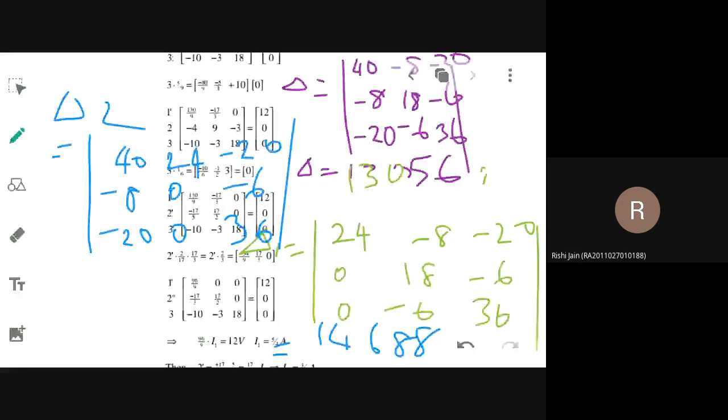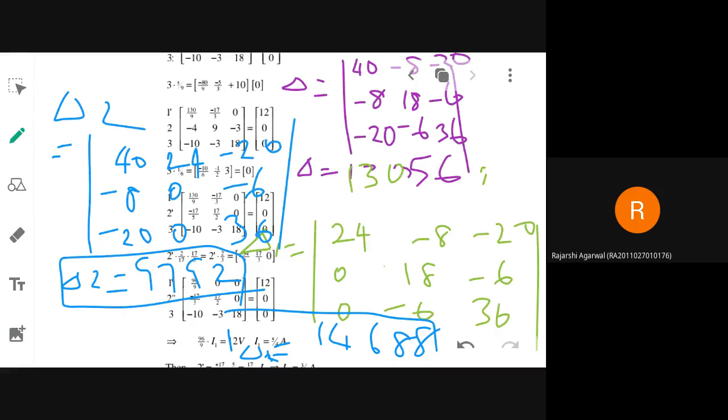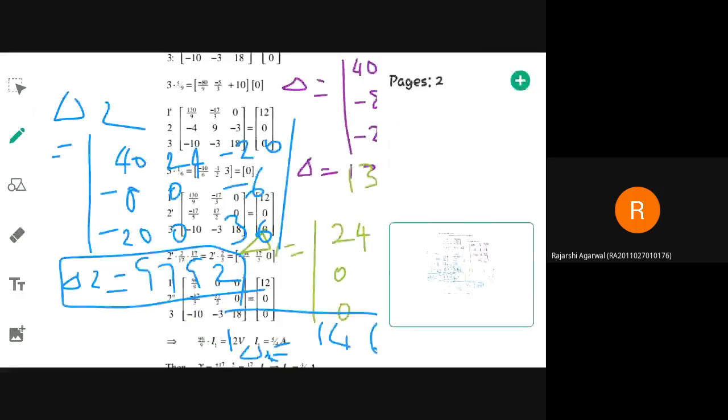What is your del 2? 9792. Del 2 is 9792. What about del 3 in the same fashion? Ma'am, del 3 I haven't calculated yet. What is the del 3 value?